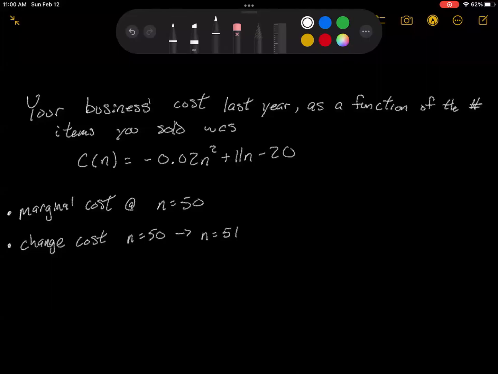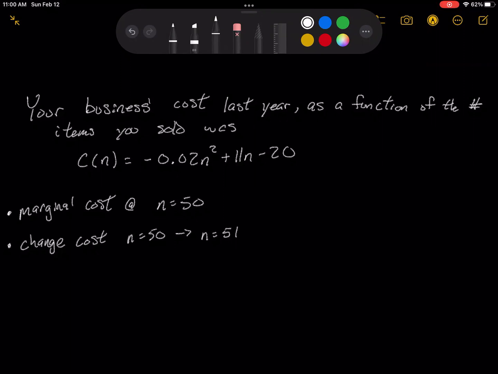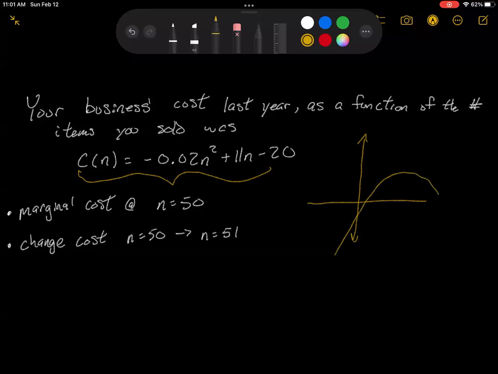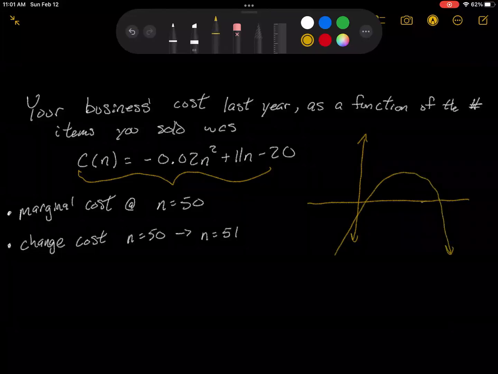All right, let's use our knowledge of derivatives to think about a real world application. Let's say our business's cost as of last year is a function of the number of items we sold. So depending on how many items we sell, our cost changes. And the function that gives us our cost as a function of the number of items we sell is given here. So notice it's a negative leading coefficient on a quadratic. You know that your cost function is going to look something like this, right? You know it's concave down.